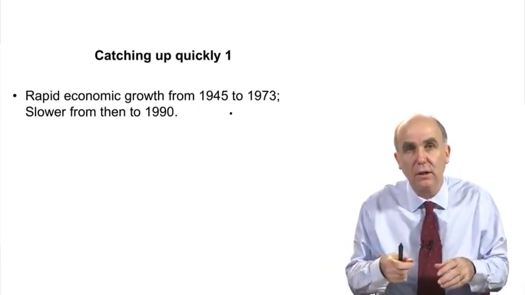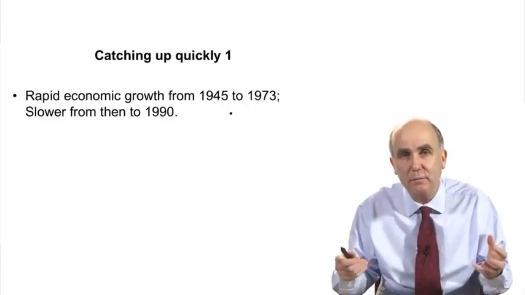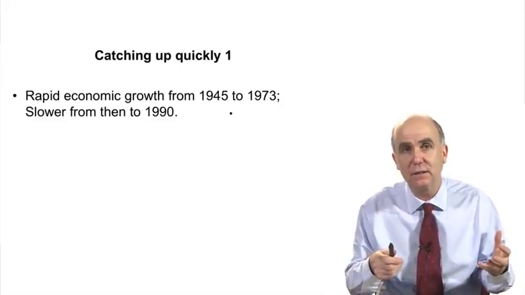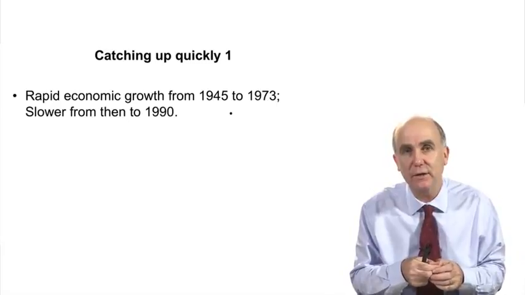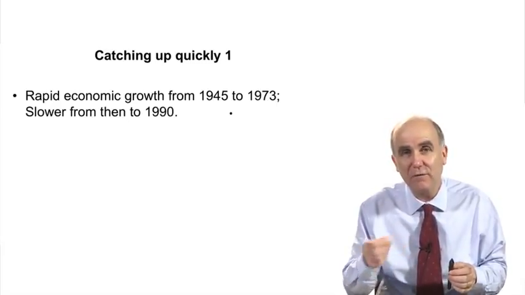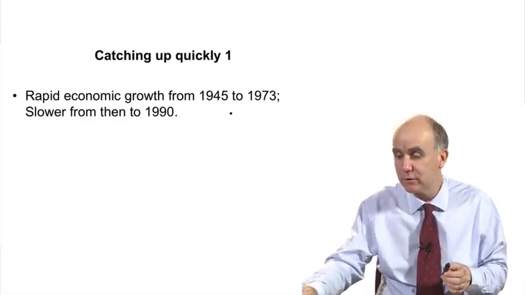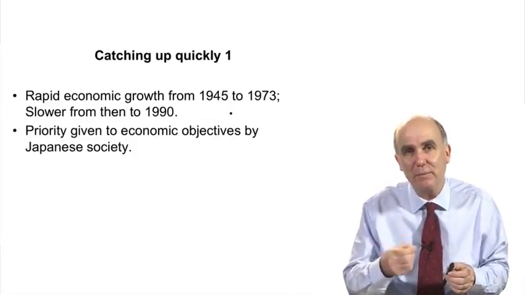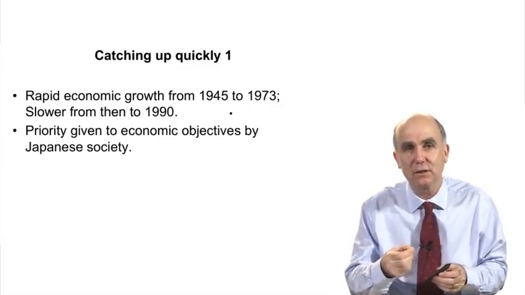So first of all, during this period, Japan had economic growth that was rapid in comparison to other countries and rapid in comparison to historical precedents. The growth was exceptionally strong from 1945 to around 1973, slower but still above that in other developed countries from 1973 through to 1990. It was a period where the Japanese economy grew because economic development was accorded a major priority in Japanese society.